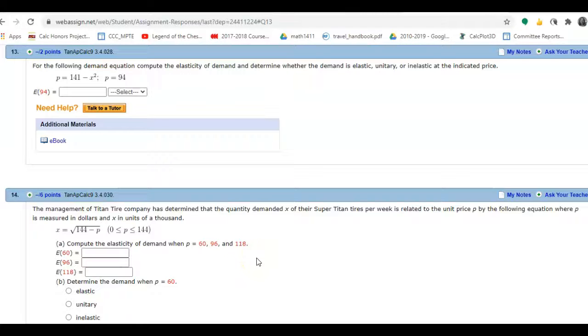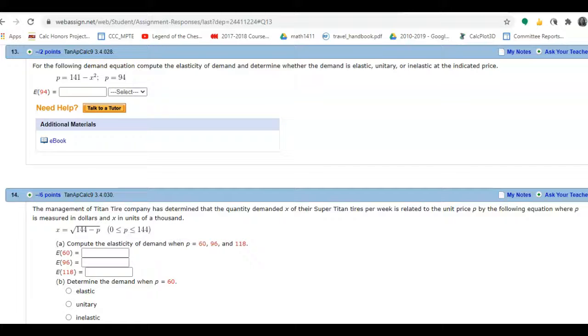All right, I received a few emails about questions 13 and 14 in the homework for section 3.4. So I'm going to demonstrate how to do it. First of all, question 13: P equals 141 minus x squared, and you need to find the elasticity of demand. Now remember from the lecture notes and video that the elasticity of demand, E of P, is negative P times F prime at P divided by F of P, where x equals F of P.